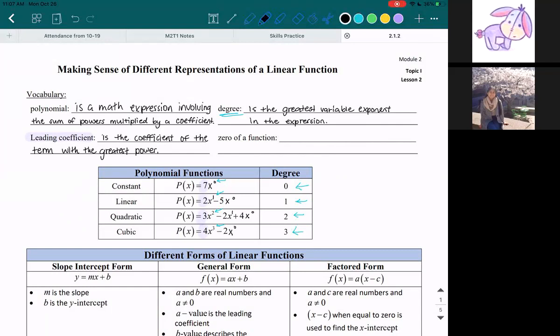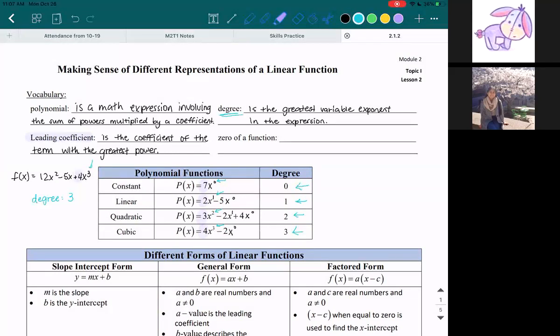Let me do one more example for you guys. I'm going to write it on the side. f of x is equal to, let's do 12x squared minus 5x plus 4x cubed. What is our degree, first of all? So the degree is the biggest exponent. I have an exponent of 2, an exponent of 1, an exponent of 3. Which is the biggest? 3 is the biggest. Degree is 3.